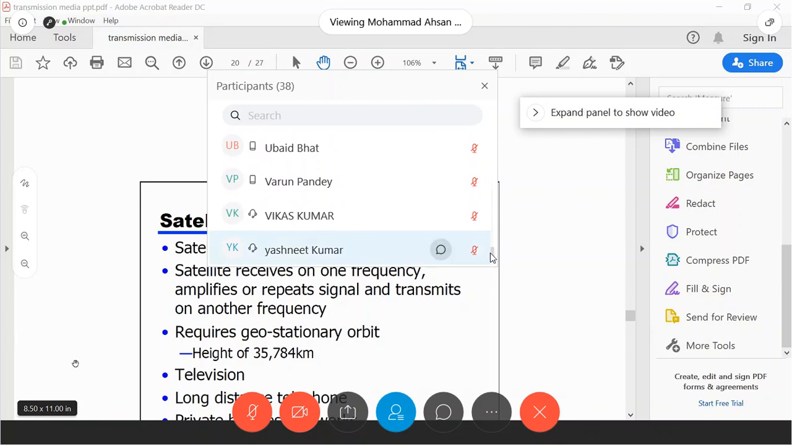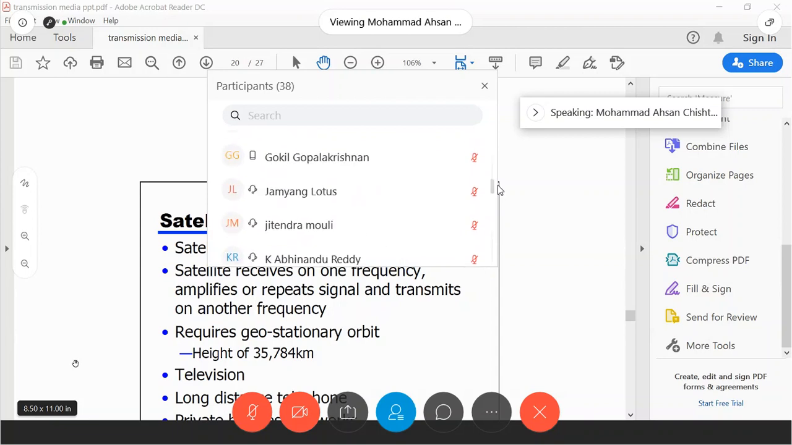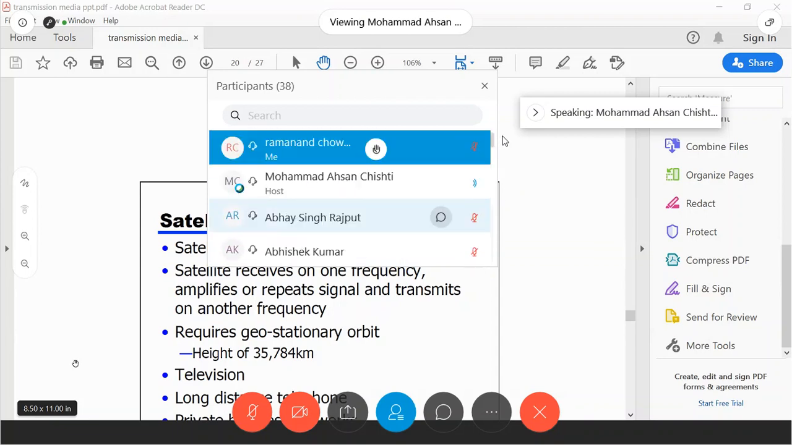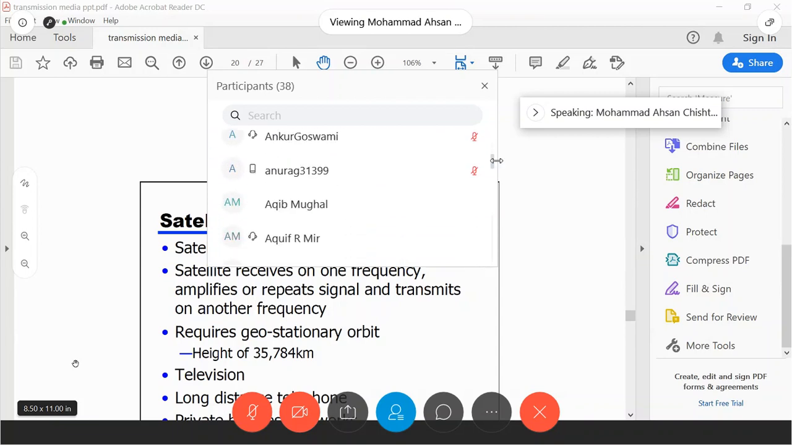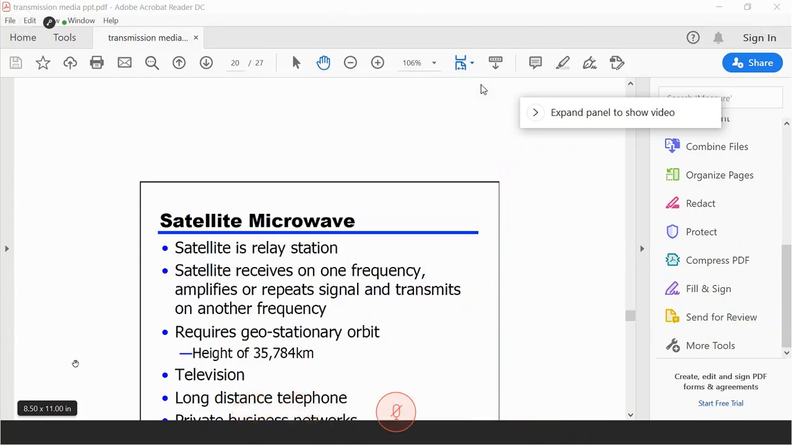Why do we use microwave? Obviously you can send it to far places. I mean, beyond Earth you are going based on microwave transmission. If you do not have towers visible to each other because of the Earth getting in between the two towers, you would need a repeater to have those radio waves transmitted and so on.